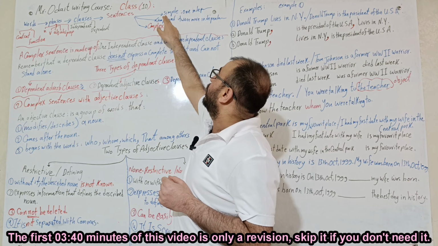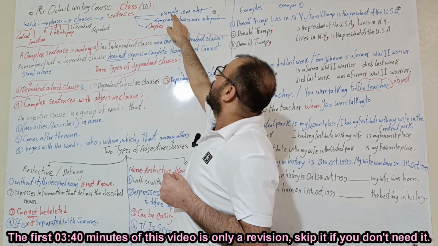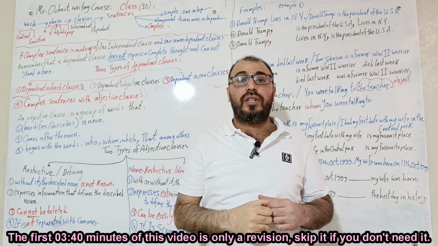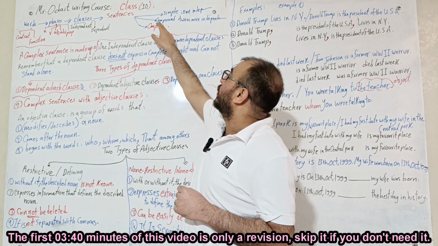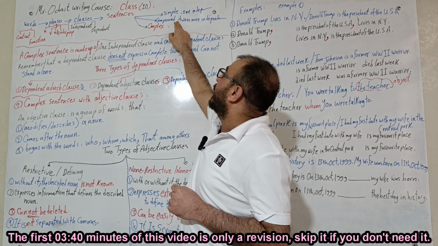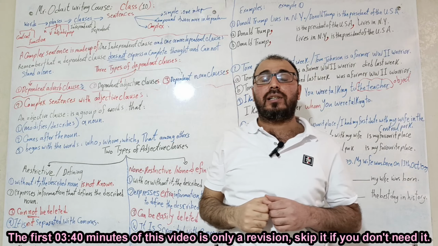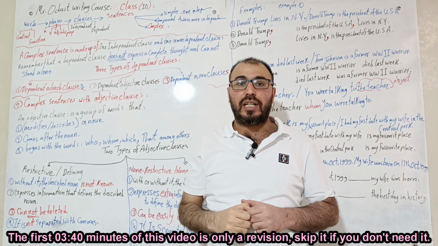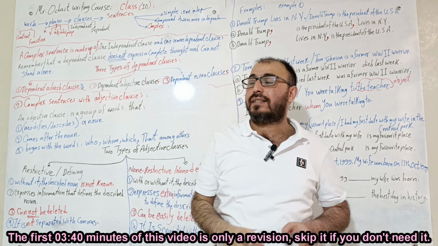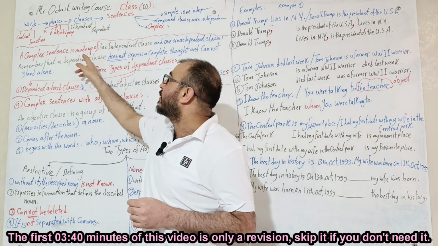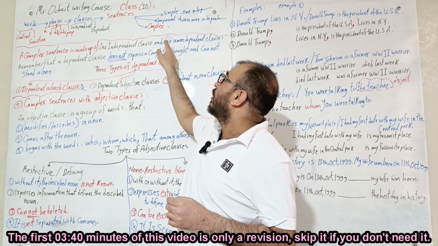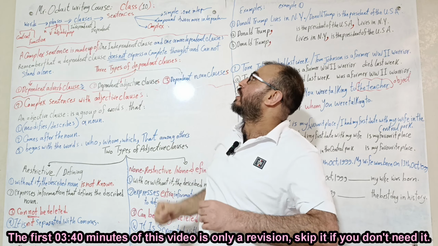The first type was called simple sentence, which is made up of one independent clause. The second type was called compound sentences, and the compound sentence is made up of two or more independent clauses. Then in the 9th class, we started talking about complex sentences, and we said that a complex sentence is made up of one independent clause and one or more dependent clauses.